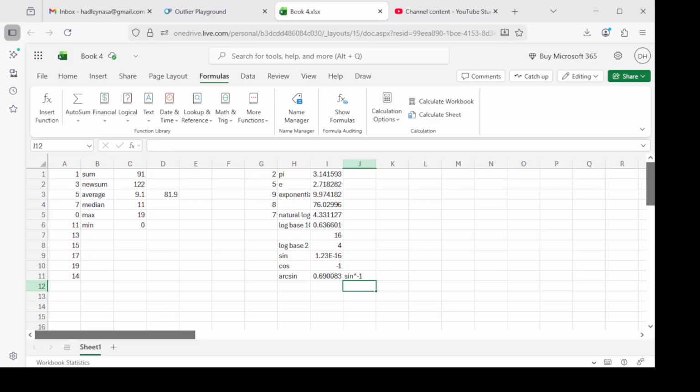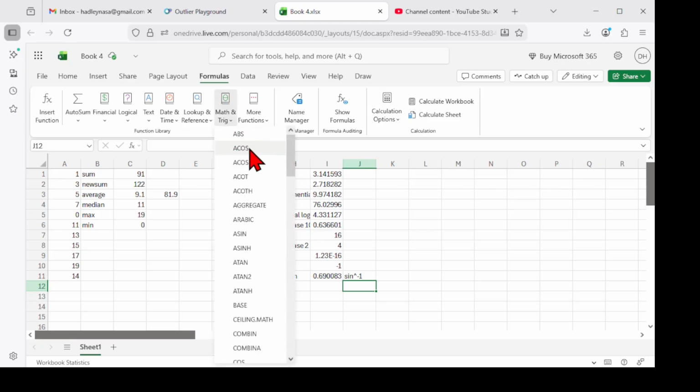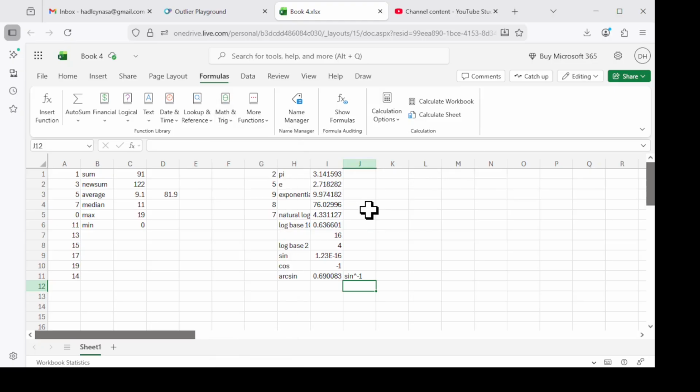Let's say you can't remember all of these. That's a lot, right? Okay. If you go to formulas, it has every single function, every single formula that you could conceive of for Excel. Okay. And obviously something like sine and cosine would be under math and trig. You can see right there are cosine.